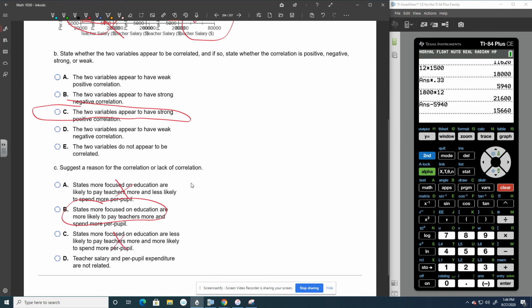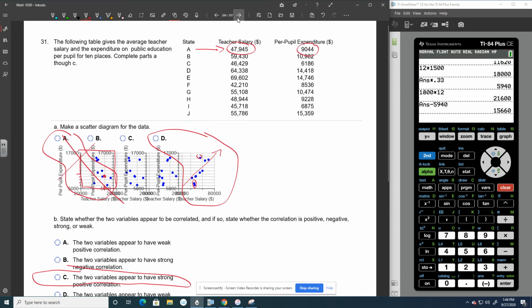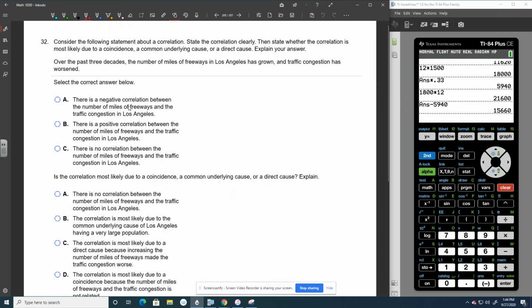Teacher salary and pupils' expenses are not related. Not true. Moving on, 32. We're almost done, guys. Consider the following statement about a correlation. State the correlation clearly. State whether it's likely due to a coincidence, a common underlying cause, or direct cause.